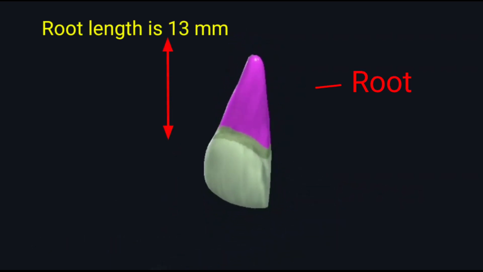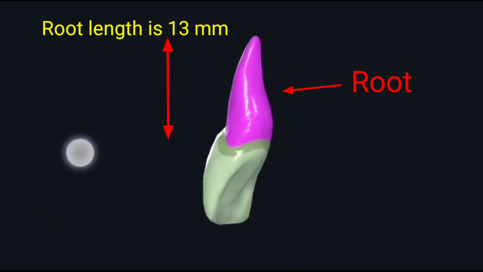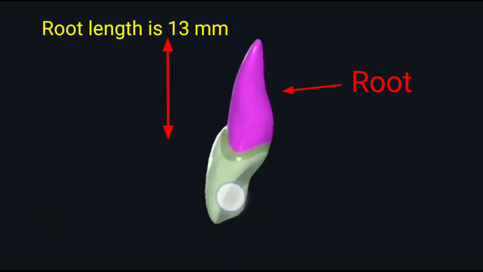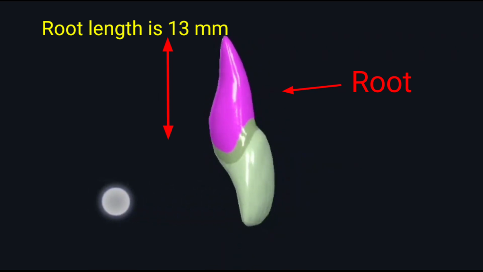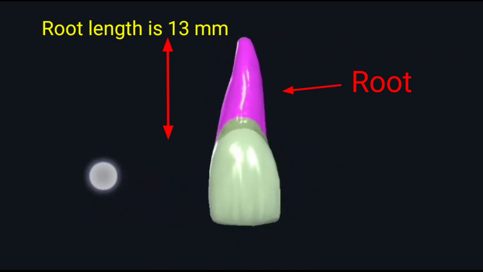Root. It is the superior portion of the maxillary central incisor tooth that is covered by the cementum. It is separated from the crown by the cervical line, consists of an apex and is lodged in the dental alveolus bone.